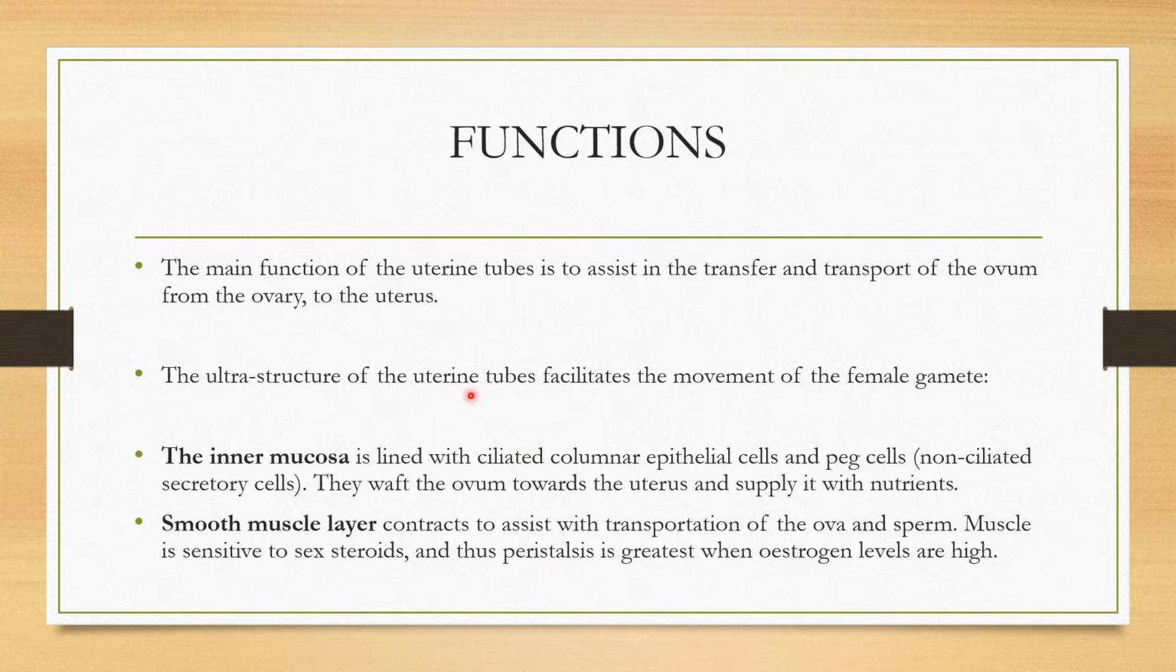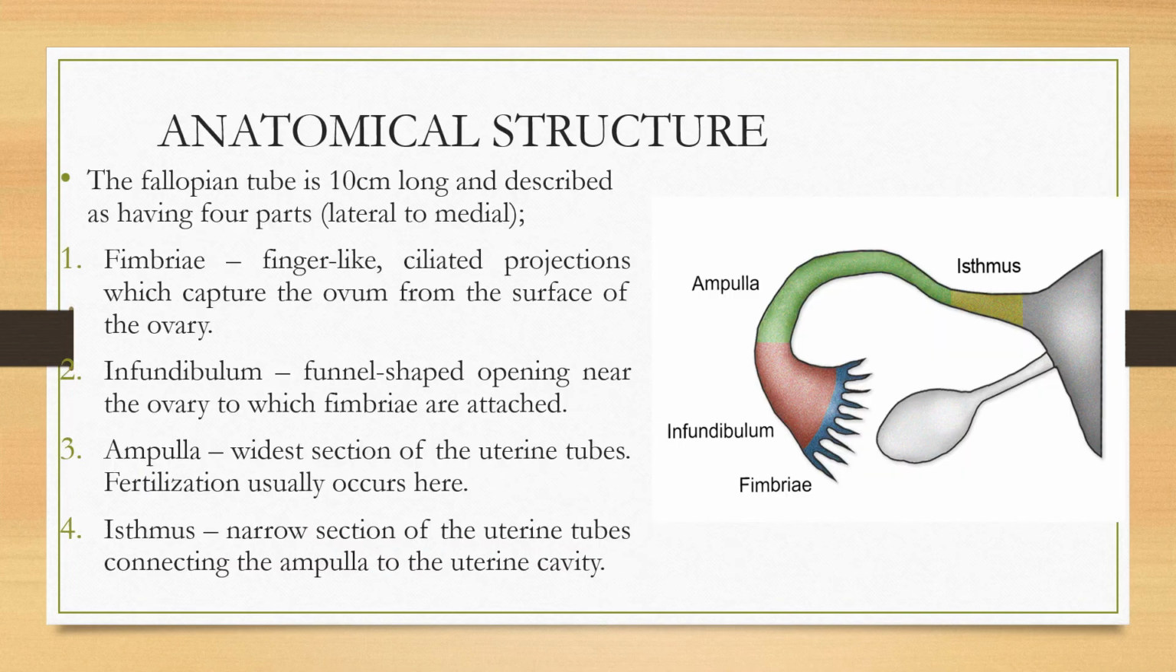The wall of the uterine tube consists of an inner mucosal layer which is lined with ciliated columnar epithelial cells and PEG cells which are non-ciliated. And also there is a smooth muscle layer which contracts to assist in the transportation of ovum.